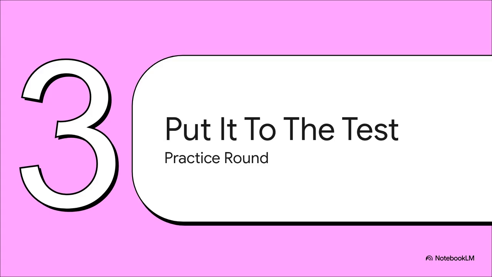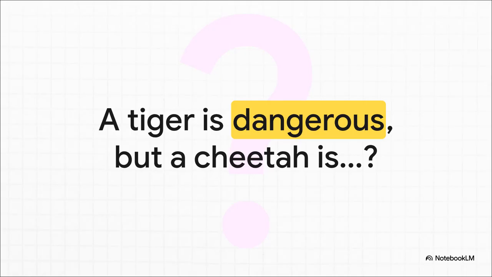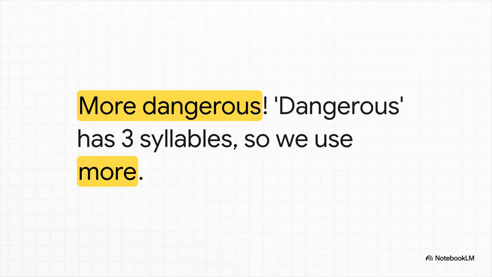All right, you've learned the code. Now it's time to put it to the test. I'm going to show you a sentence with a missing word. See if you can fill in that blank before I show you the answer. You ready? Let's do this. First one up. A tiger is dangerous, but you could say a cheetah is? What do you think? Remember to count the syllables. More dangerous. Yes, exactly. Dangerous is a long word, 3 syllables, so we use more.